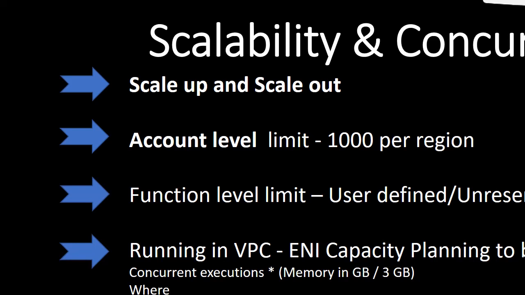But as I mentioned, no service can provide you infinite resources, and the same applies to Lambda as well. There are two levels of limits in Lambda. The first one is at the account level, which is 1000 per region per second as the concurrency limit. So you cannot run more than 1000 concurrent executions for your Lambda functions.